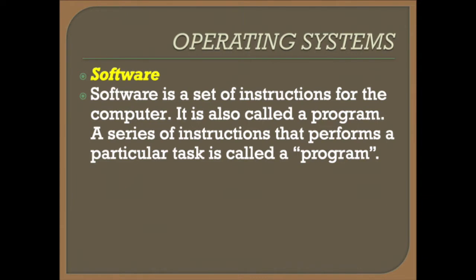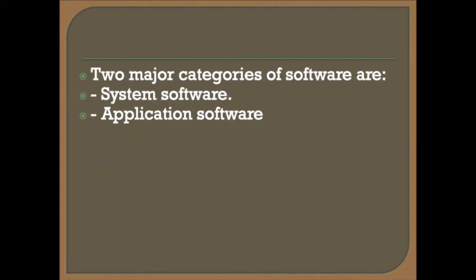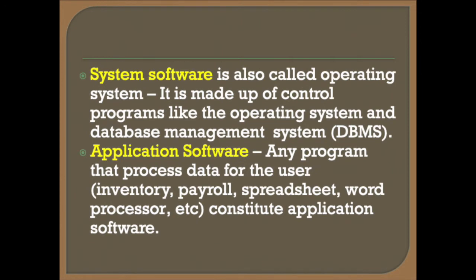Software is a set of instructions for the computer, which is also called a program. A series of instructions that performs a particular task is called a program. There are two major categories of software. They are system software and application software. System software is otherwise called operating system.